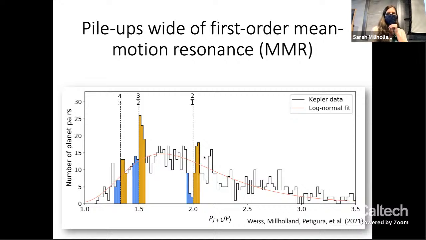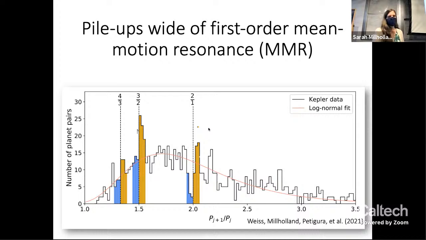So the x-axis here is the ratio of the orbital period of an outer planet to an inner planet for pairs of planets that are drawn from the same system. And a feature that has been noticed as statistically significant for some time is that there is this excess of period ratios that appear to be wide of the first order resonances, so the 3-2 and 2-1 in particular.